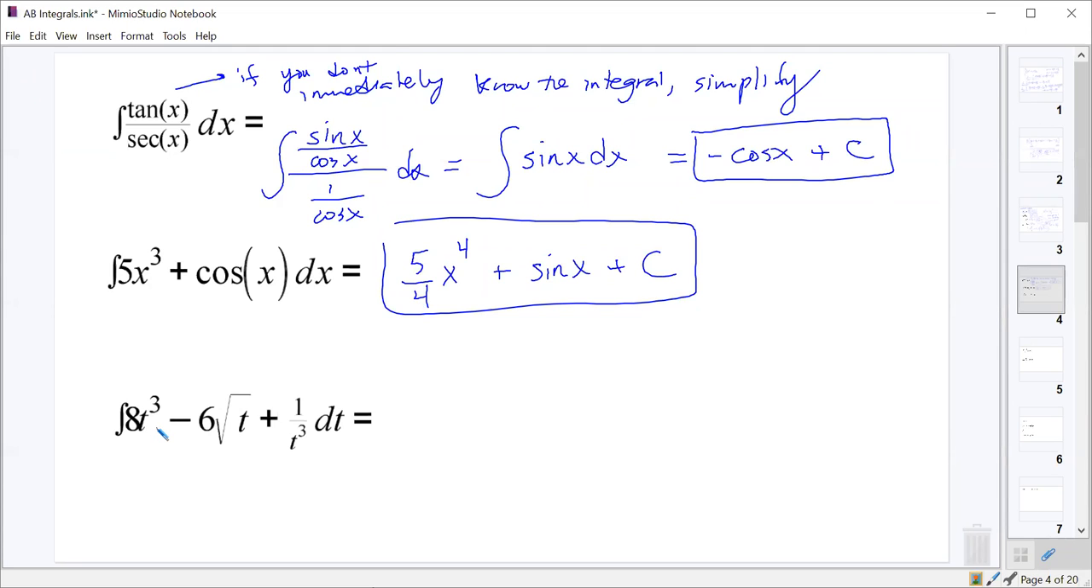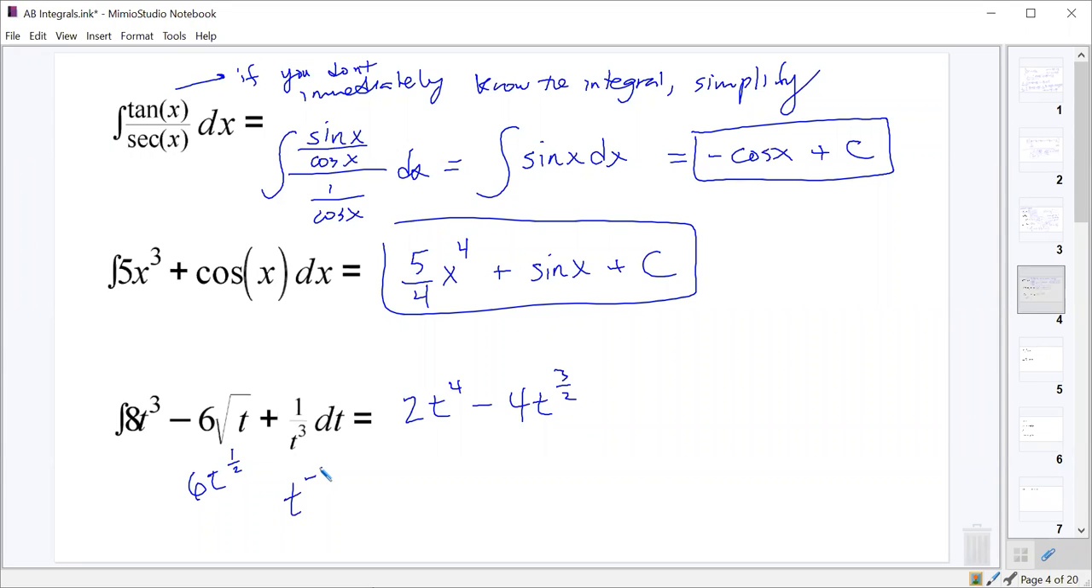All right, what about this one? 8t cubed, what should that become? Two t to the 4th. Okay, go up to the 4th and divide by 4. And then the 6 root t, that's a 6t to the 1/2, right? So we go up to 3/2 and divide by 3/2, which would be the same as multiplying by 2/3. So what's 6 times 2/3? 4, and it'll become t to the 3/2.